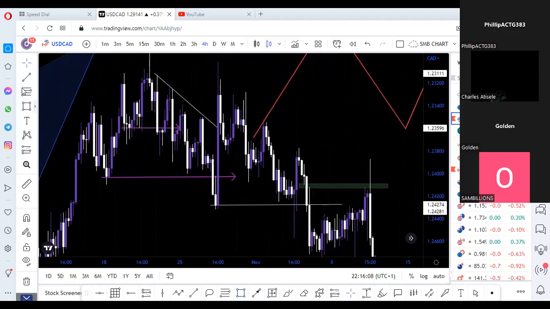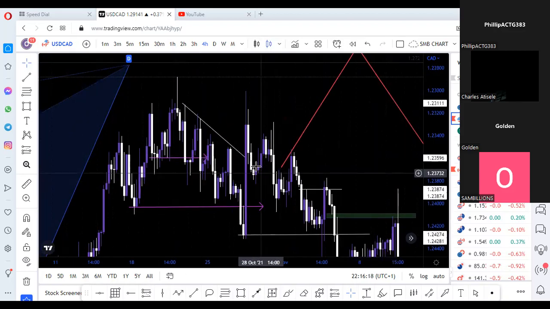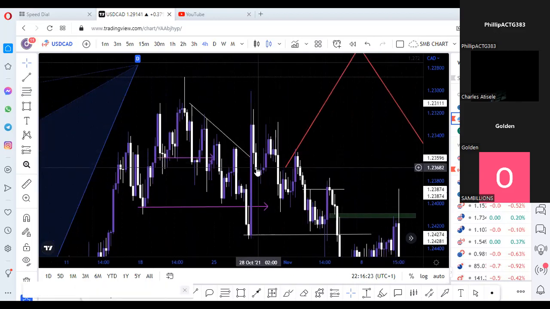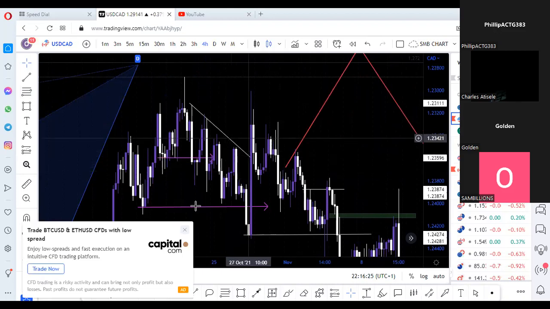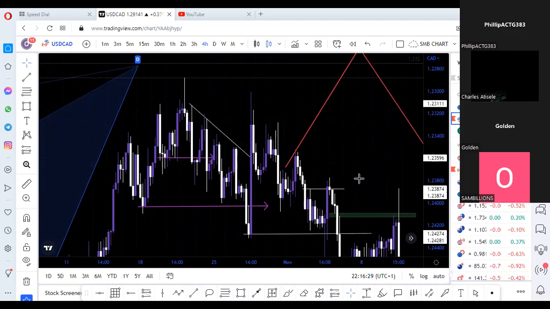You can see what happened here. Swept these guys here, stopped these guys here. Then mitigation. So this might have been your entry, but you can also take your entry here. Depends on you. But for me, I love to see liquidity sweep and the clear imbalance before I take my entry. So that's that about that.